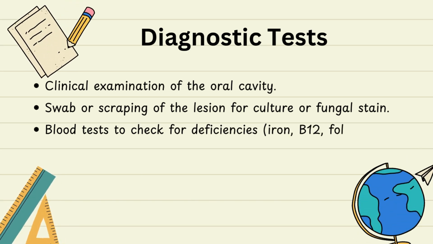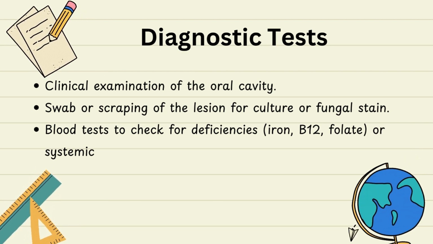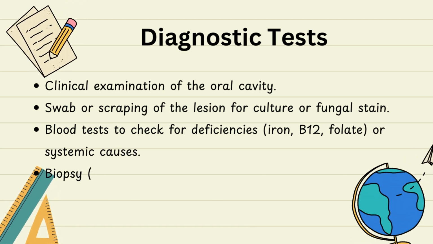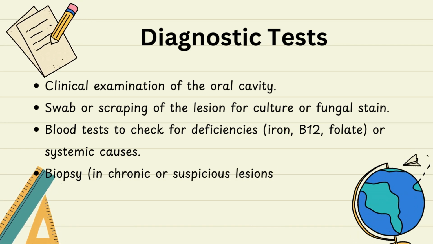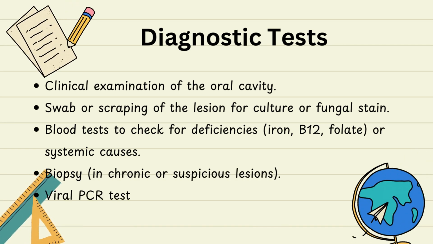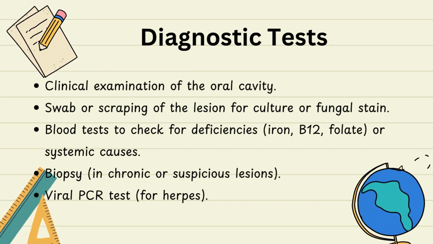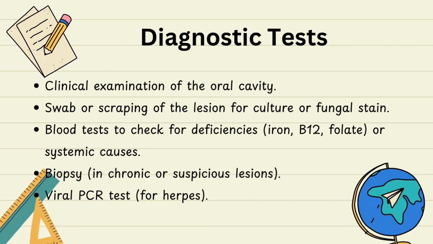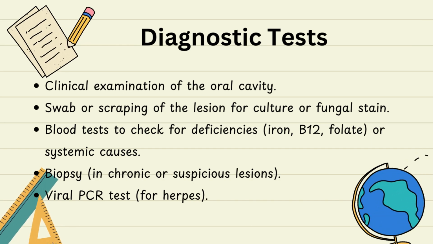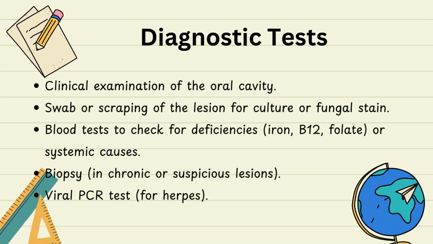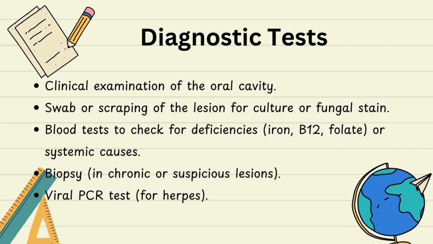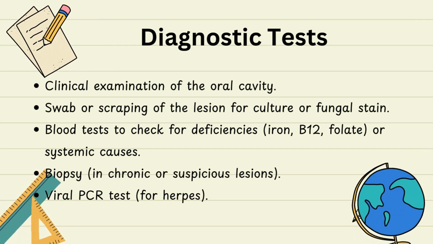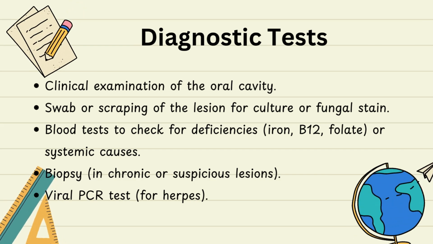Swab or scraping of the lesion. A sample may be taken from the affected area and sent for bacterial culture, fungal stain, e.g., to detect Candida albicans, or other microscopic analysis. Blood tests. These help detect nutritional deficiencies such as low levels of iron, vitamin B12, or folate, which can contribute to recurrent or chronic stomatitis. Blood tests may also help identify systemic diseases, such as autoimmune disorders or uncontrolled diabetes.